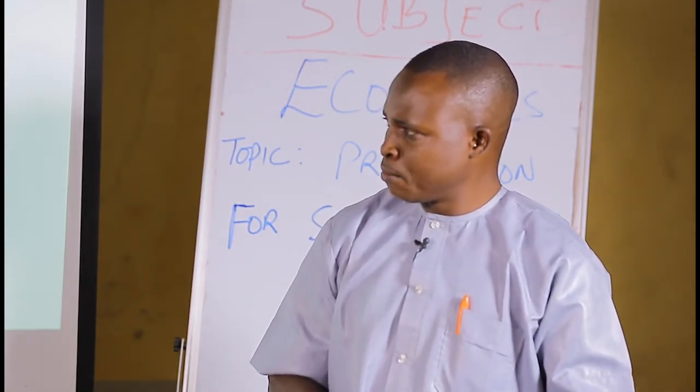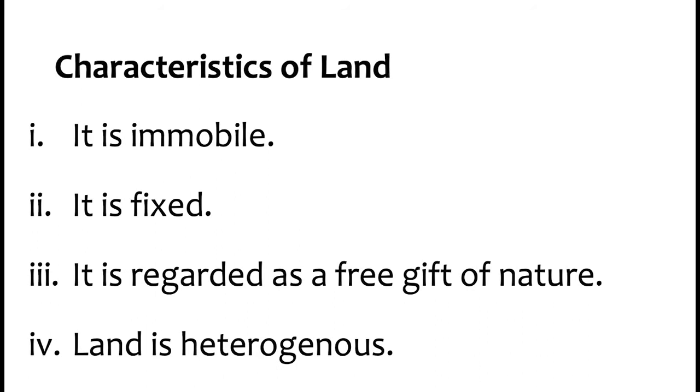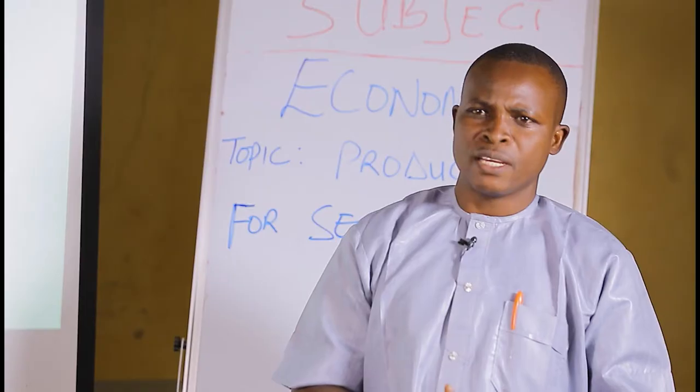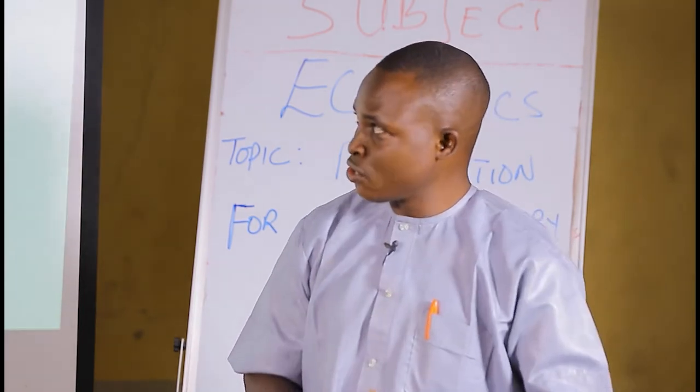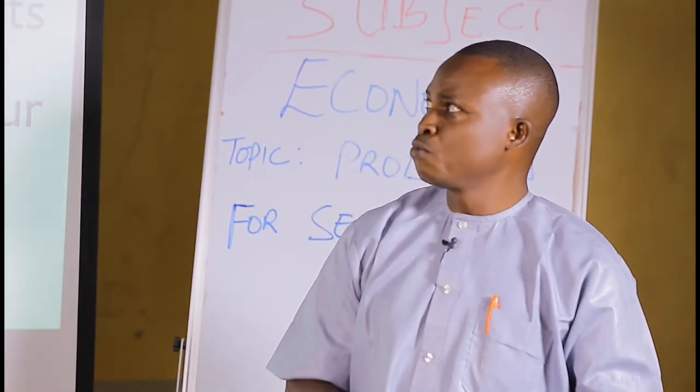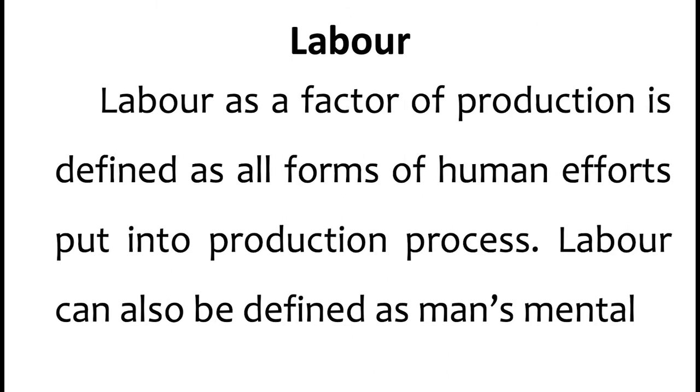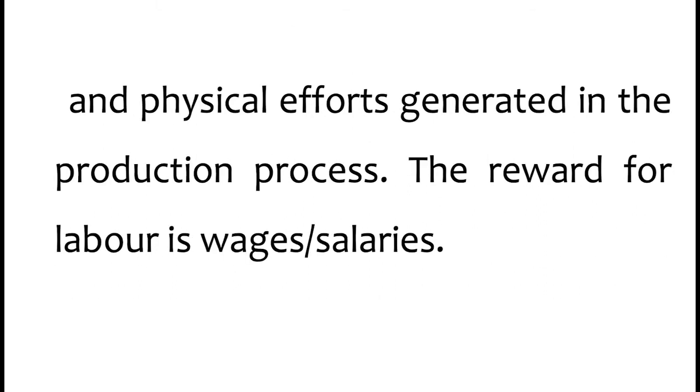The next item, number four, land is heterogeneous. It cannot be compared with anything. These are some of the characteristics of land. Now let's move to labor as a factor of production. Labor is defined as all forms of human effort put into the production process. Labor can also be defined as man's mental effort put in order to produce goods and services. Just like I said, it is a man's mental effort and physical effort generated in the production process.